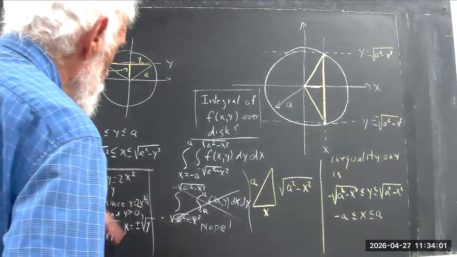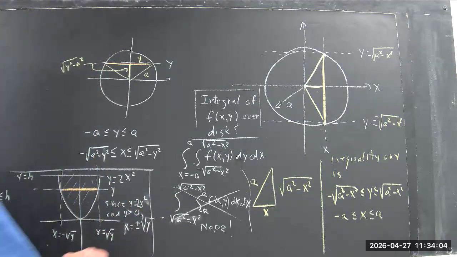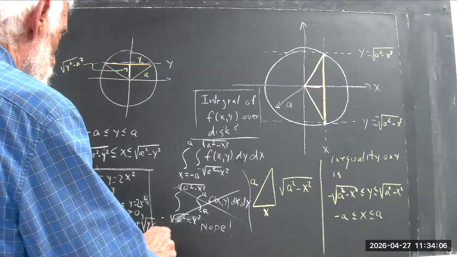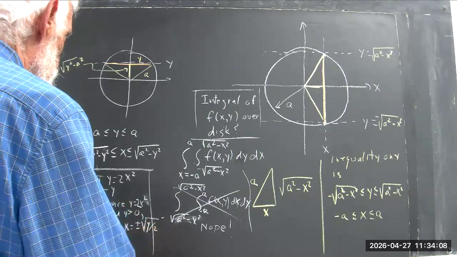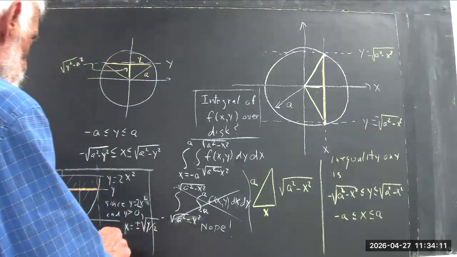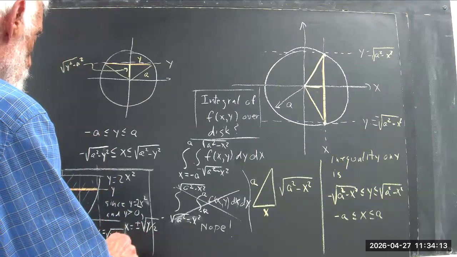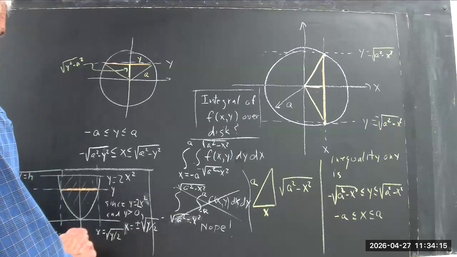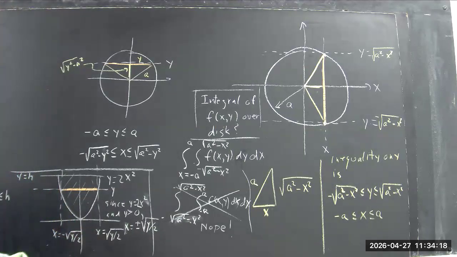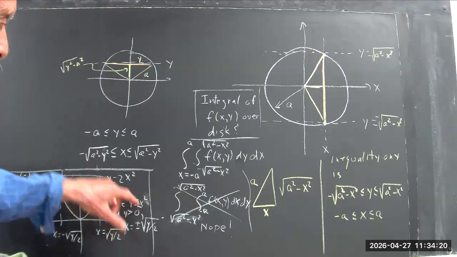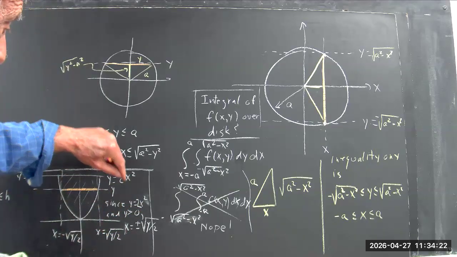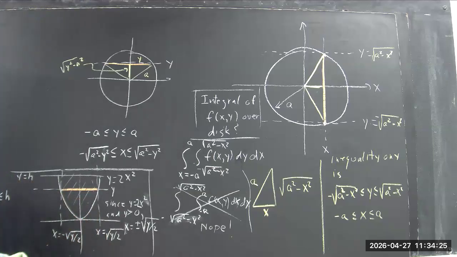Since y equals 2x squared, x equals plus or minus the square root of y over 2. Okay, I wrote down y equals x squared, accidentally forgetting that I put a 2 here. There it is. Okay, in any case, y is going to go from 0 to h. Then for given y, x is going to go from negative square root of y over 2 to the square root of y over 2.